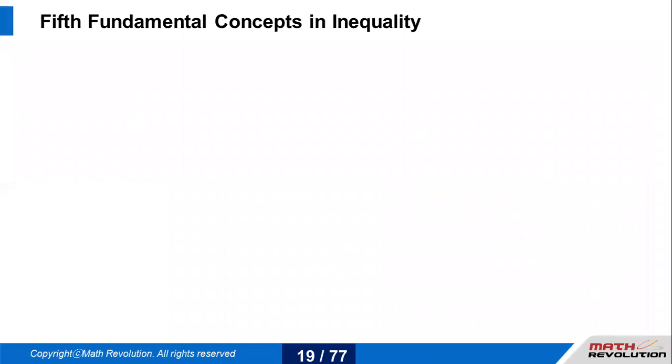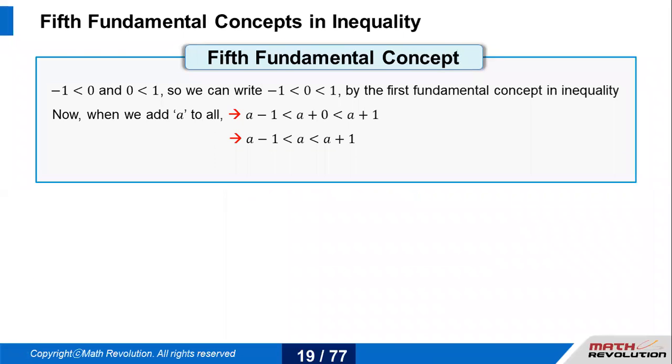Let's go on to the fifth fundamental concept, which says -1 is less than 0 and 0 is less than 1. So I can combine them and write it as -1 is less than 0, which is less than 1. So even if I add a to all, it becomes a minus 1 less than a plus 0 less than a plus 1, which says a minus 1 is less than a, which is less than a plus 1. This is called as consecutivity.